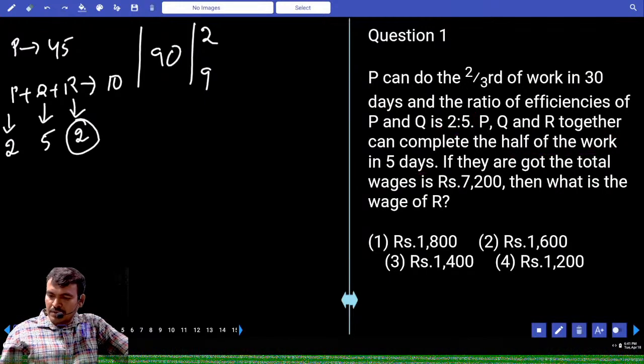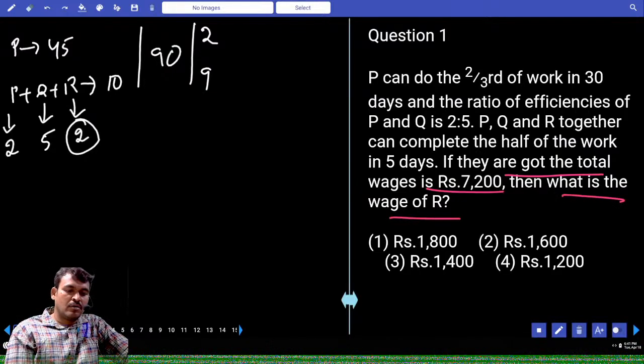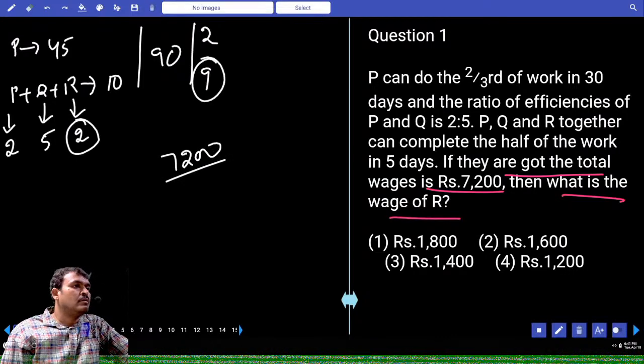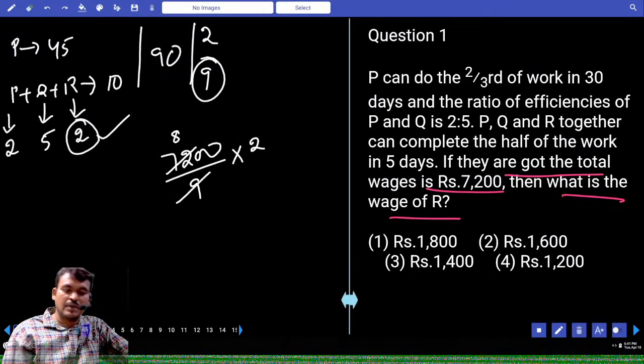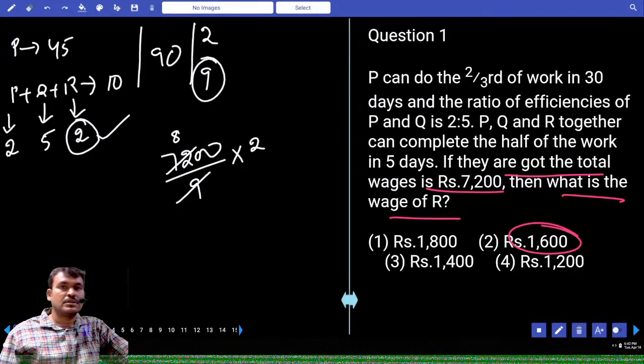What is the question here? If they got the total wages, how many rupees? 7,200. What is the wage of R? Total is 7,200. It is distributed over 9 parts, or not? We required how many parts? 2 parts, or not? 9 parts, how many times is 7,200? 800 times. 2 times 800 is 1,600.